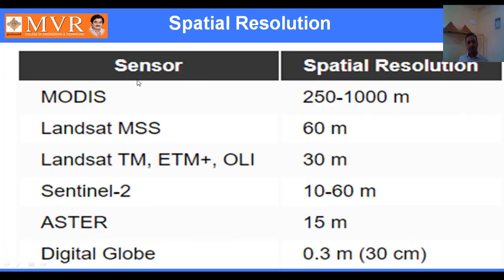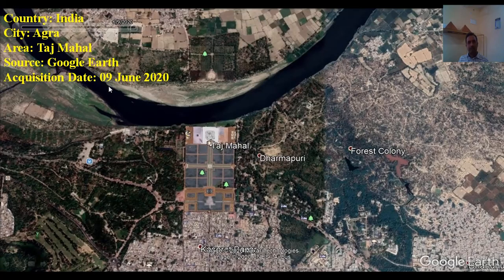What is the difference between different satellite sensors having different spatial resolutions? The lowest spatial resolution is 250 to 1000 meter, for MODIS. The highest spatial resolution is Digital Globe at 0.3 meter, which is 30 centimeters. This is when going from lowest to highest resolution. This is the spatial resolution of different satellites having different spatial resolutions.